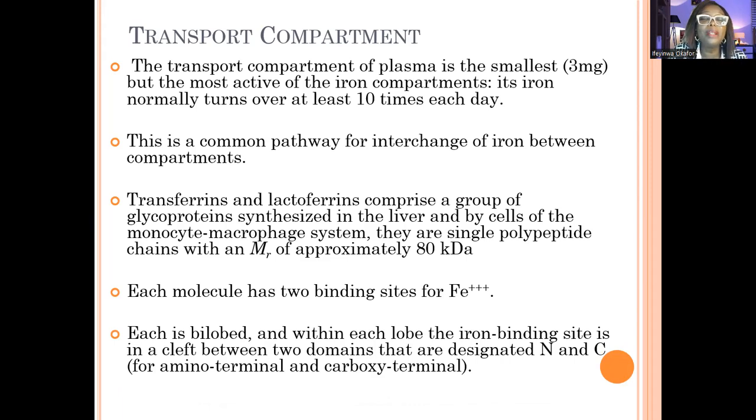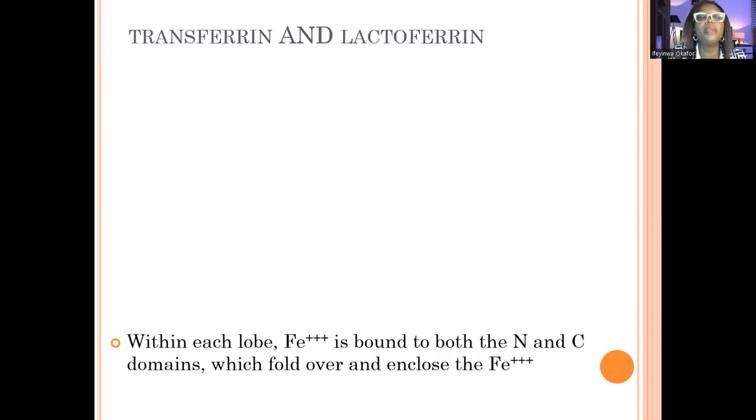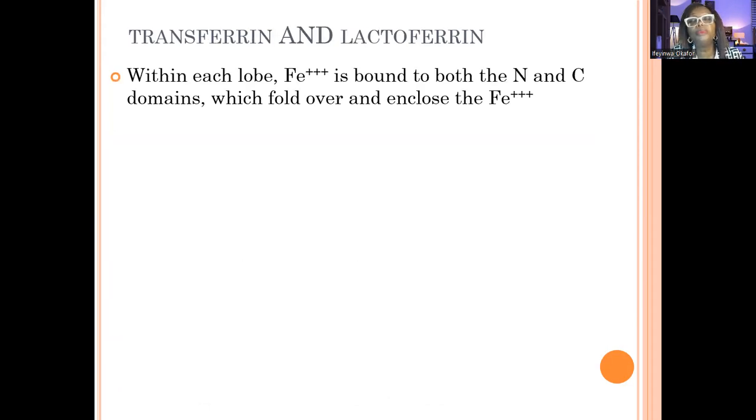designated as the amino terminal and the carboxyl terminal, the N terminal and the C terminal. Within each lobe, iron 3 is bound to both the N and C terminal. So the key thing here is that iron is incorporated into transferrin as iron 3. So if iron is in the form of iron 2, it must be converted to iron 3 before it can be incorporated into transferrin for transport.